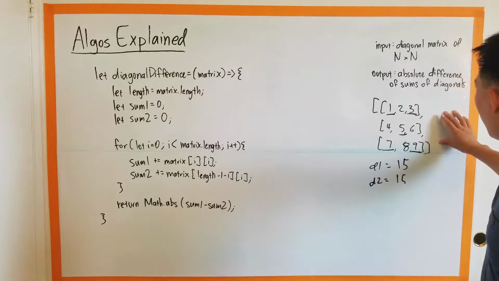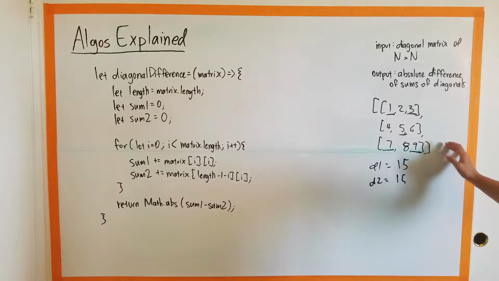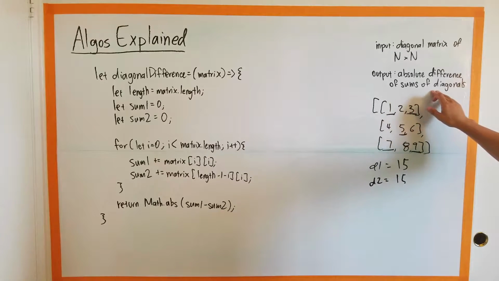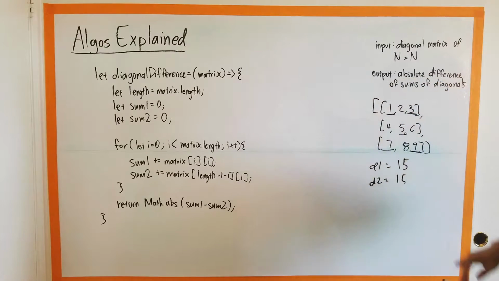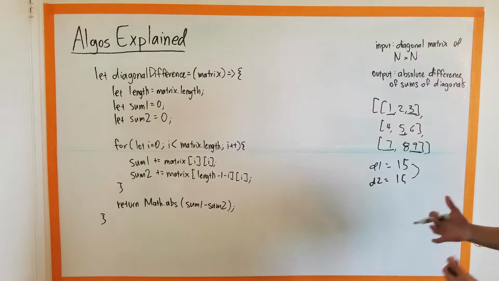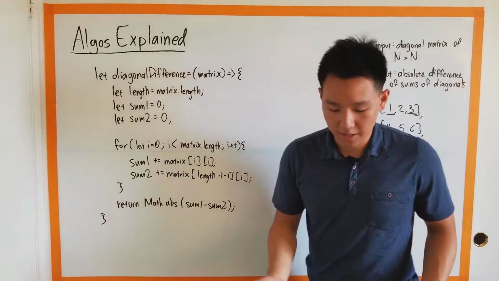And so that's like step 1 of the problem. And what they want us to do is find the absolute difference. Pretty much we just have to subtract those guys. And in case it's a negative number, do the absolute value of that subtraction.